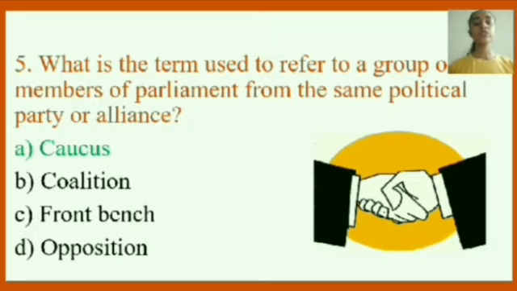And the last question of this topic is: what is the term used to refer to a group of members of Parliament from the same political party or alliance? Option A, caucus. Option B, coalition. Option C, front bench. Option D, opposition. And the correct option is option A, caucus.